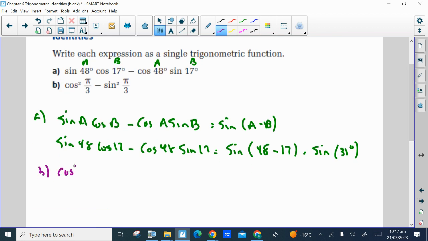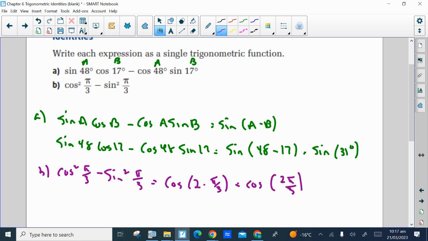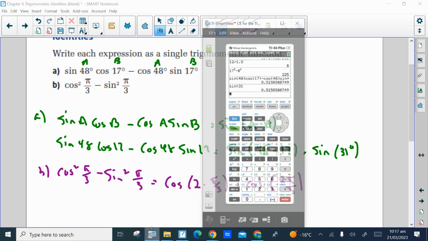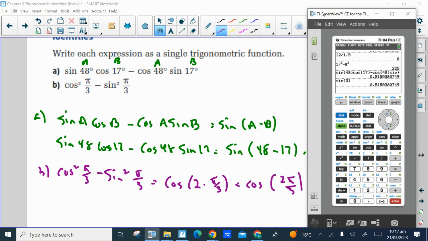So cos squared pi on 3 minus sine squared pi on 3 is equal to the cosine of 2 times pi on 3 from that double angle identity, or the cosine of 2 pi on 3. We've written it as a single trig function, which is what we were asked to do. Again, we can confirm that. We can check that on our calculator.